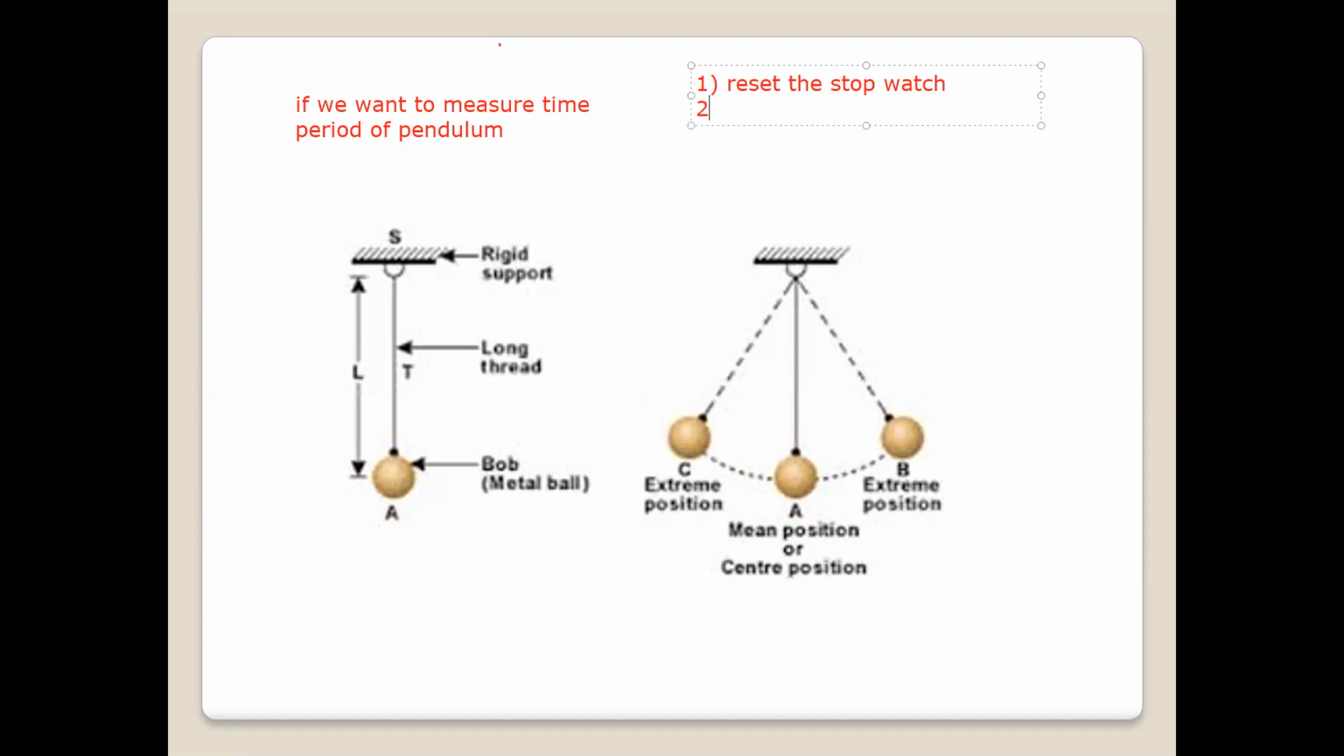Then we will mark or identify the mean and extreme positions. Mean position, how can you mark a mean position? When a pendulum is not vibrating, that's the mean position. The last point where you moved the pendulum to is called the extreme position.